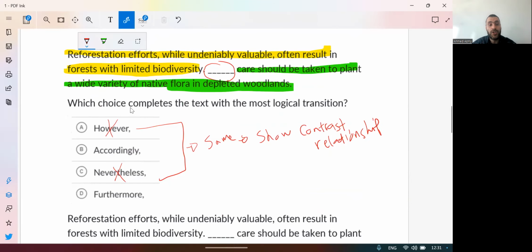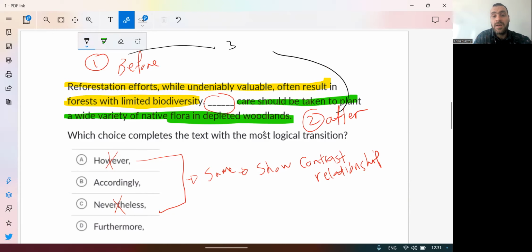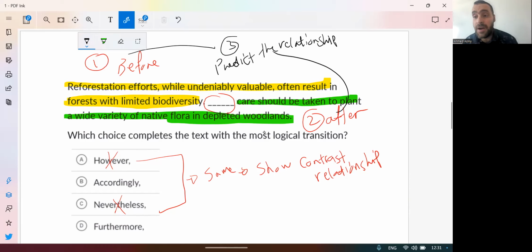As I told you, the question is: which choice completes the text with the most logical transition? It will be provided with 4 transitions. The first step is to read what's before the space. Number 2, what's after the space. Number 3, predict the relationship before going to the choices. You need to predict it at the very beginning. Let's do it, and finally we'll go to the choices.